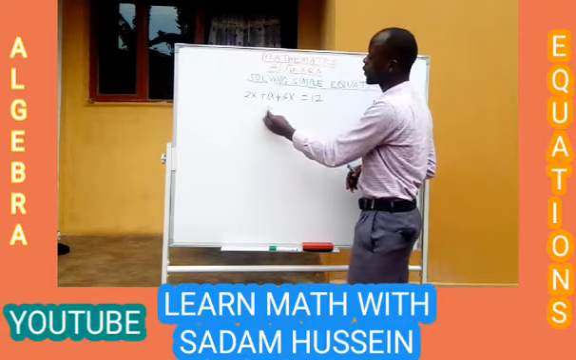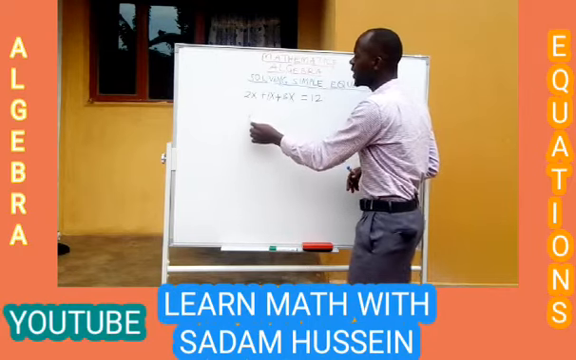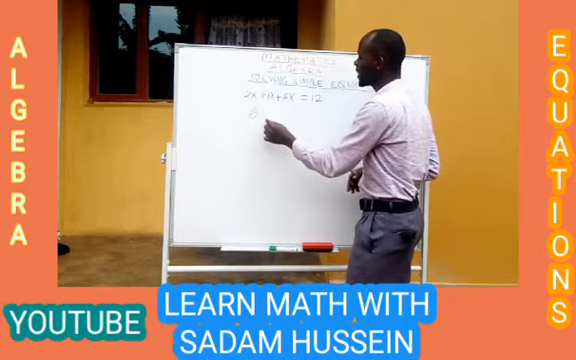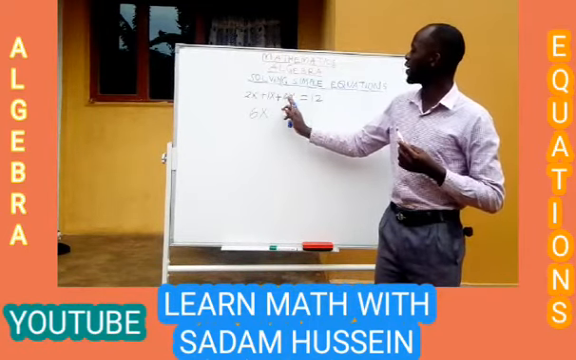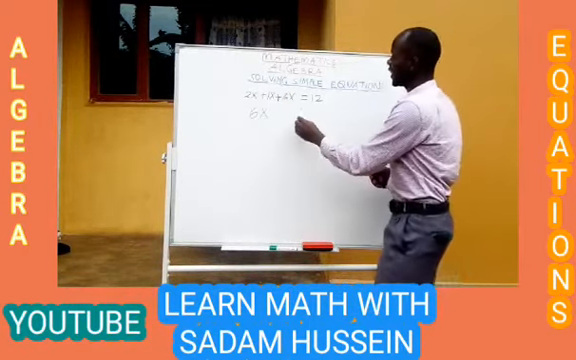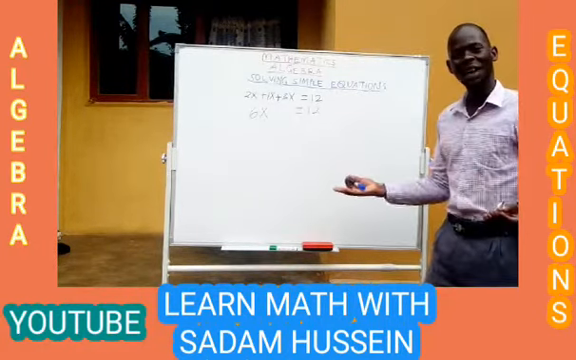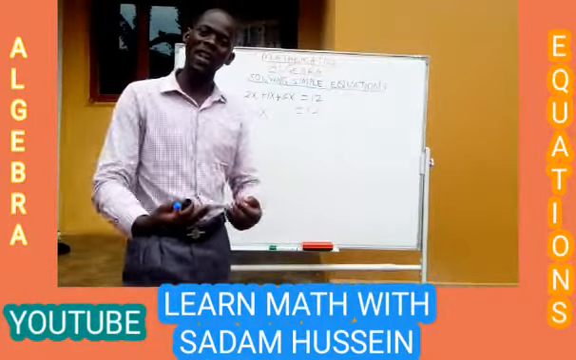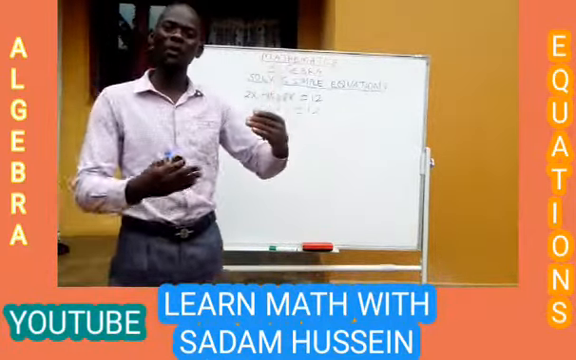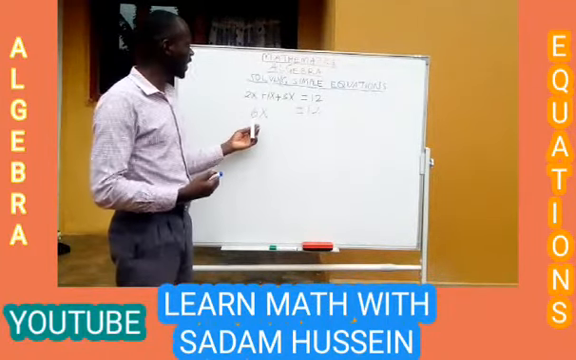What is 2 plus 1? We have 3. 3 plus 3, which is 6. So you maintain the x. Just maintain the x. You just add the coefficients 2 plus 1 plus 3. Then you maintain the x equals to 12. I see how simple I'm trying to make it. But I told you that when we are simplifying these equations, you have to learn. You have to know the other part very well so that you are able to interpret. So 6x equals to 12.